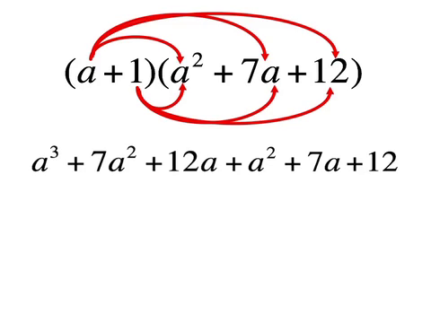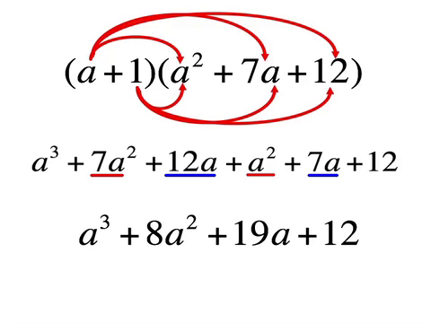There's 6 terms, but there's 2 that are like terms, and there's 2 more that are also like terms. We combine the like terms, and our 6 terms have combined down to 4 terms: a cubed plus 8a squared plus 19a plus 12.